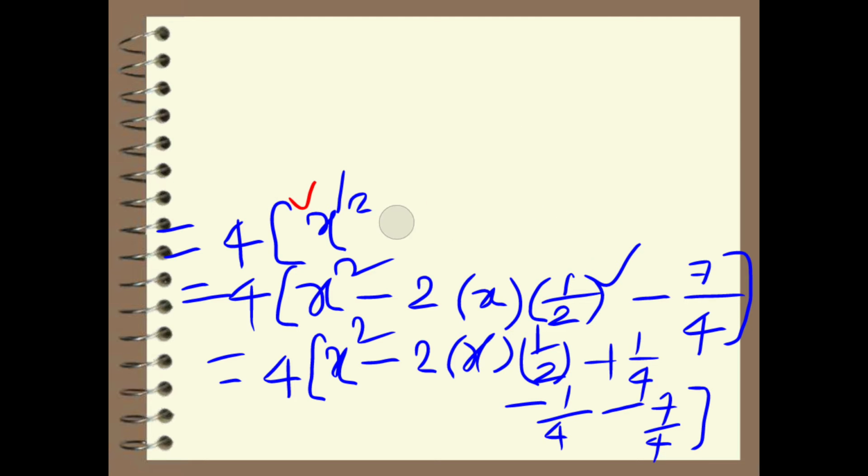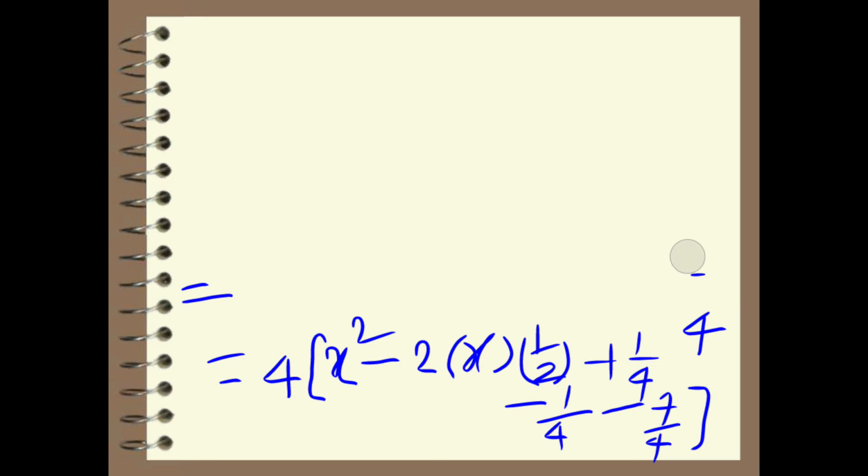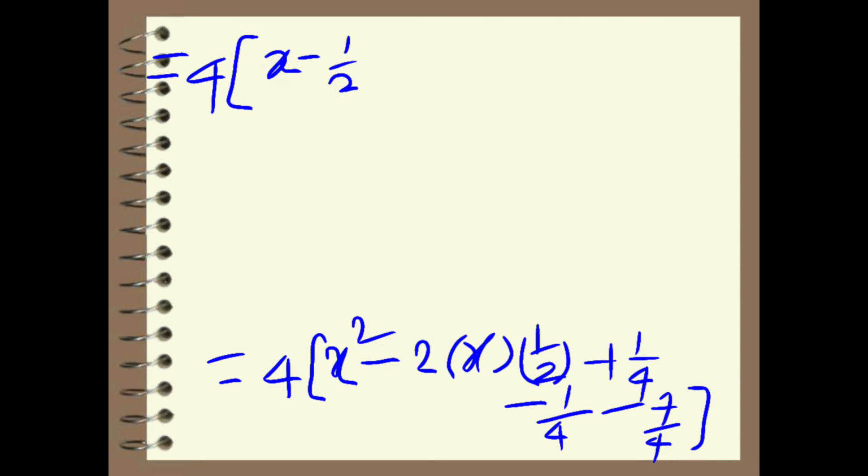So here we calculate the expression. Okay, so see here, that is equal to 4 of the first three terms, x square minus 2 into x into 1 by 2 plus 1 by 4, that is 1 by 2 whole square, can be written as x minus 1 by 2 whole square. And in the last two terms, minus 1 by 4 and minus 7 by 4, we can take common minus.